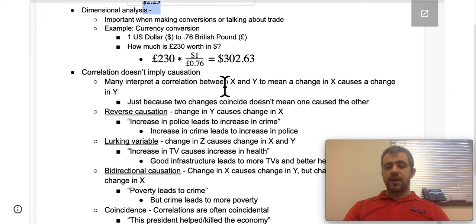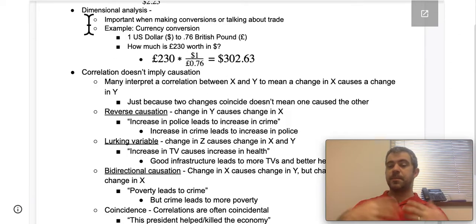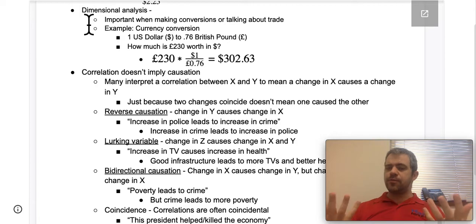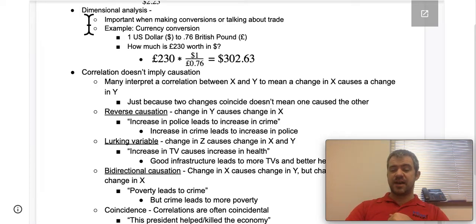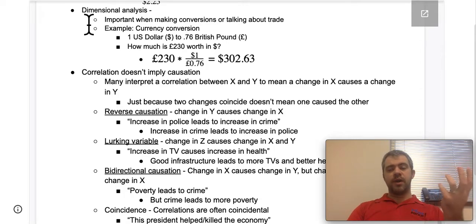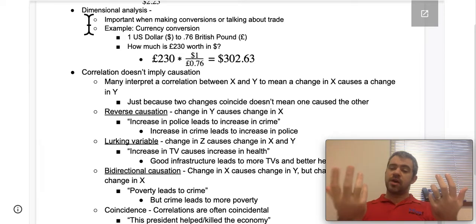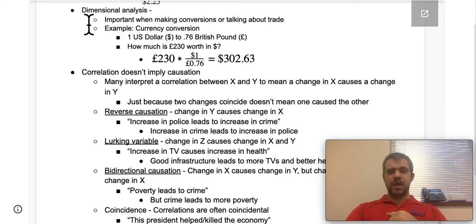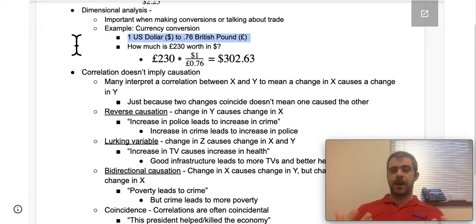Another important thing to know how to do is dimensional analysis. Dimensional analysis, hopefully you've had some experience with this in science. Dimensional analysis is basically converting one value to another value using conversions. And the way this basically works, let's say I'm trying to convert dollars to pounds, okay?